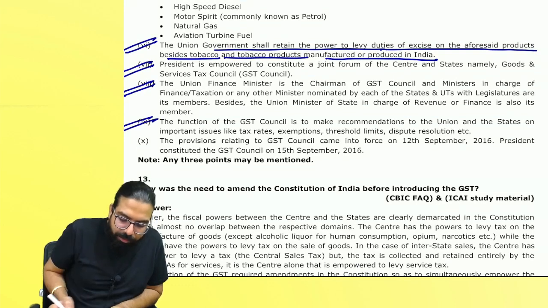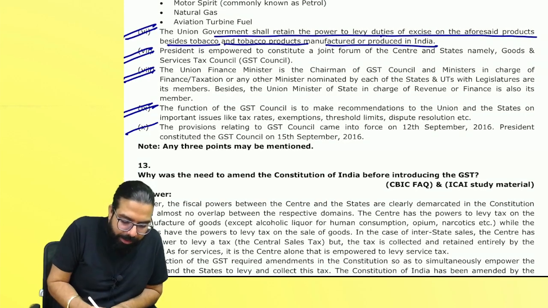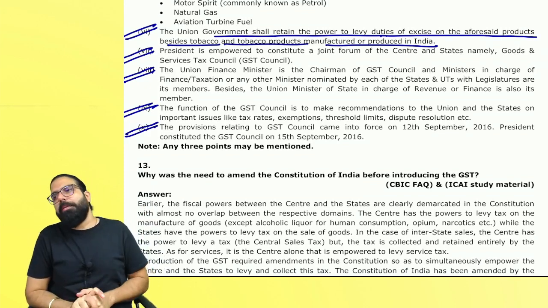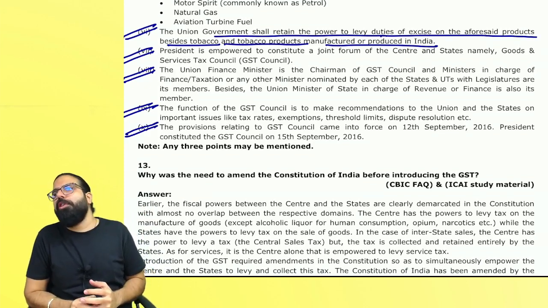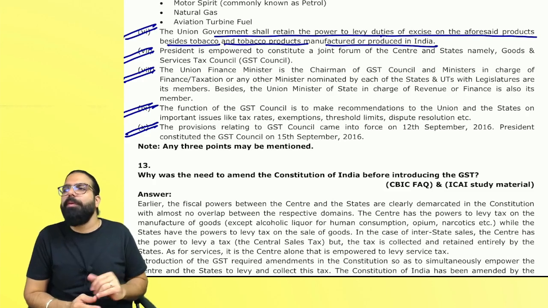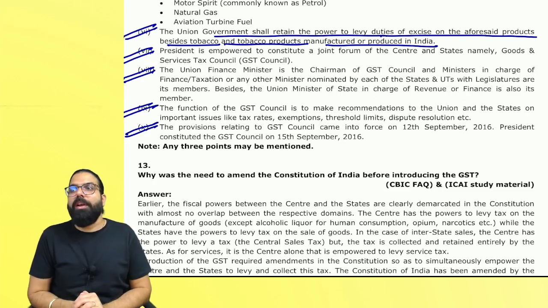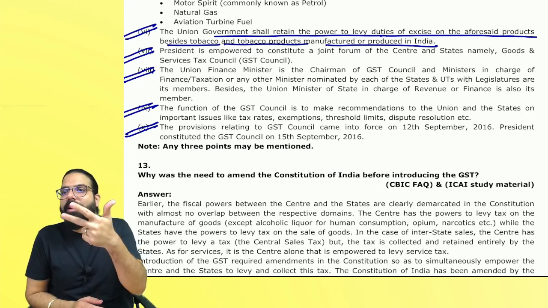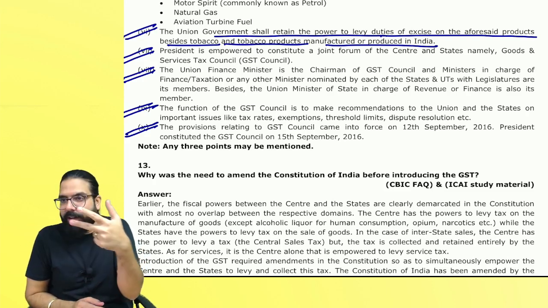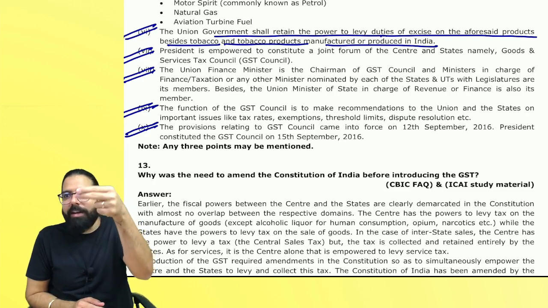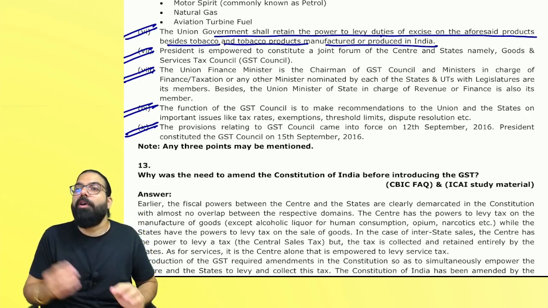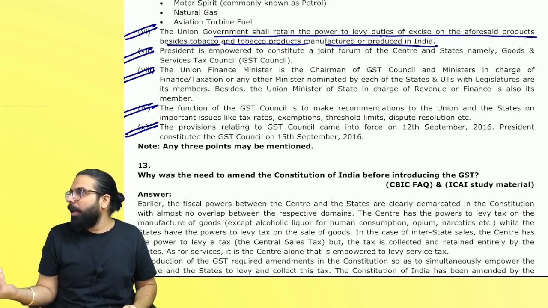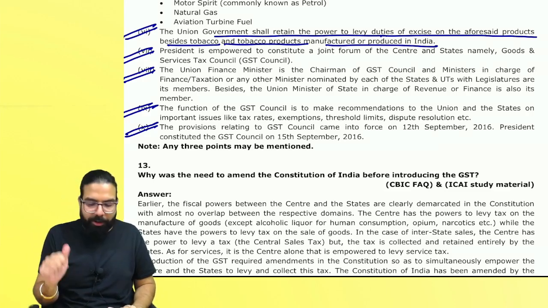Then the functions of the GST Council are given. The GST Council provisions came into force on 12 September, and the Council was constituted on 15 September. We learned about various articles, 246, 269A and 279A. All these articles were clubbed and put in one place, because all of these were constitutional amendments which happened. Did you get it?